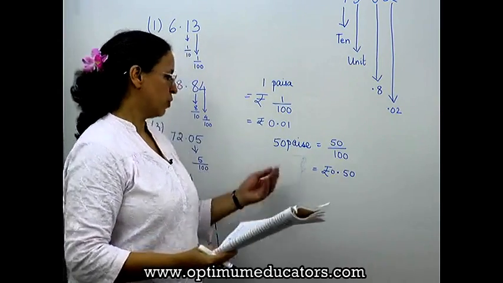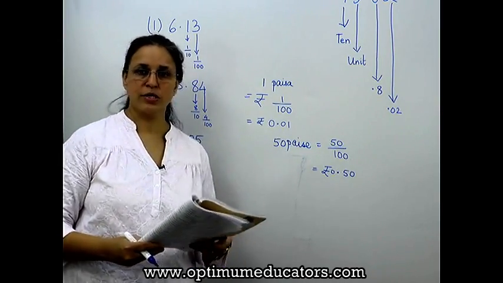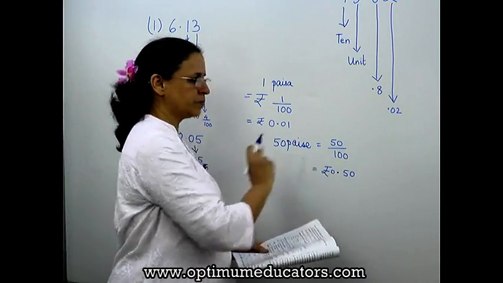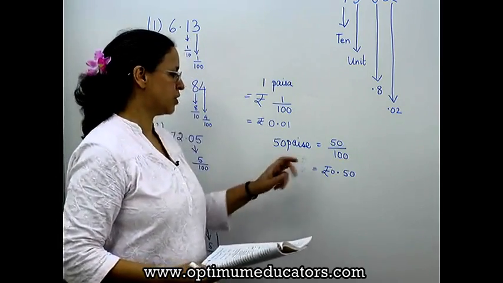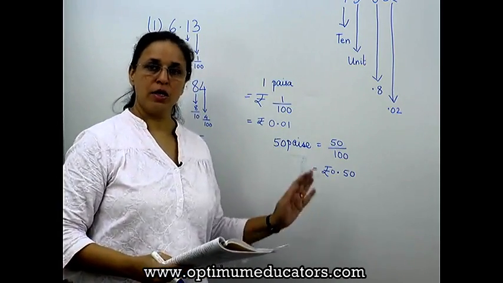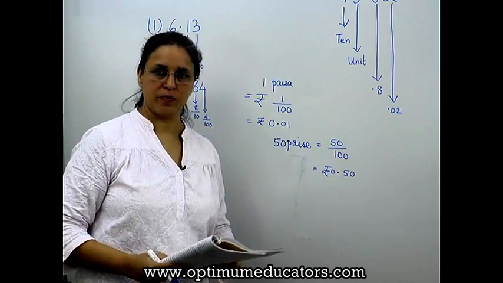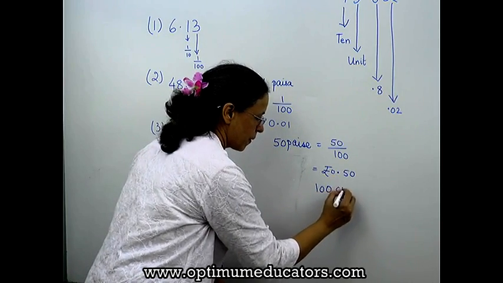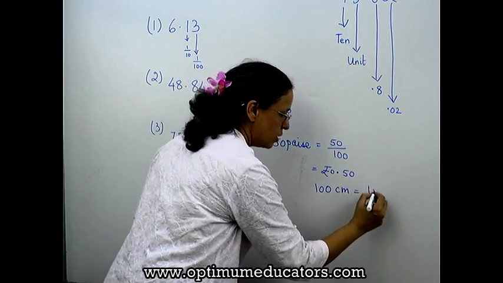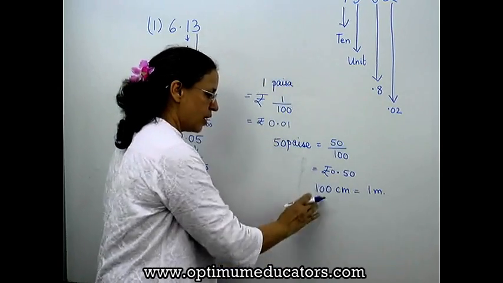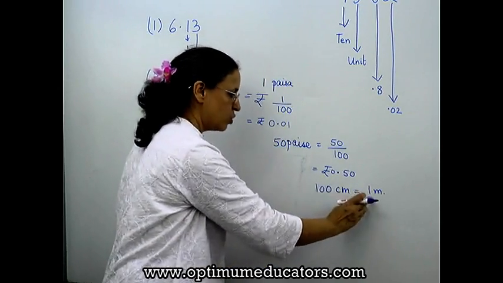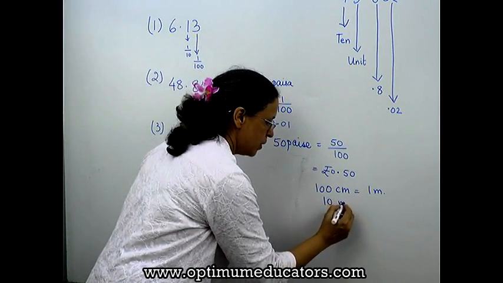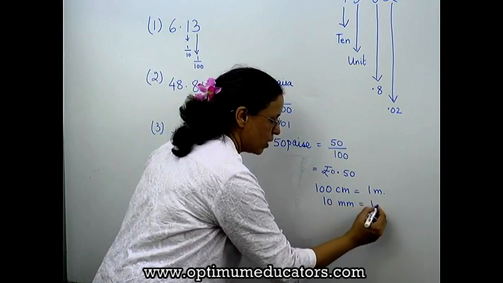So whether you take rupees or centimeters or meters, how can we use this? We can use this only if it is divided by 10, 100, 1000, 10,000 etc. So you know that 100 centimeters is equal to 1 meter. So if we want to show a part of it in meters, we can show it in decimal fraction. Similarly, 10 millimeter will give us 1 centimeter.